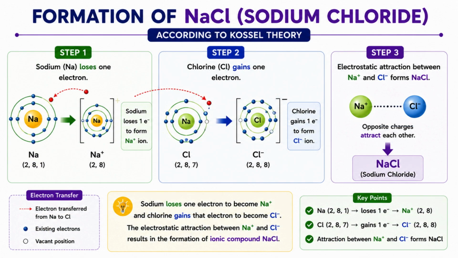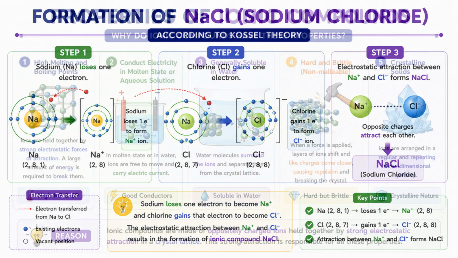Let's understand this with the example of sodium chloride, NaCl. Sodium has 1 valence electron. It loses this electron to become Na+, attaining the stable configuration of neon. Chlorine has 7 valence electrons. It gains 1 electron to become Cl-, attaining the stable configuration of argon. The electrostatic attraction between Na+ and Cl- results in the formation of an ionic bond, producing sodium chloride, NaCl.